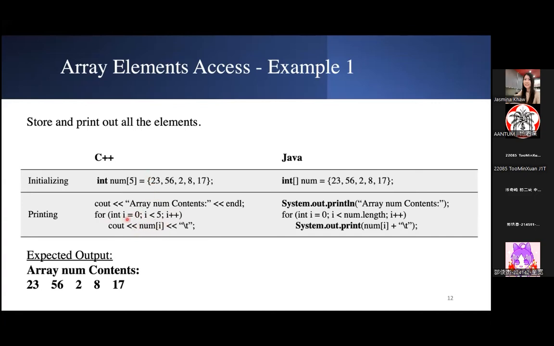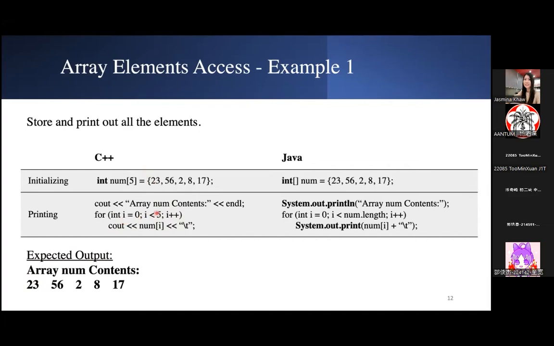For the first loop, we have i is equal to 0. Then we check for the condition. 0 is less than 5, so this condition is true. Then it will display the value of num with the index number of 0. With the index number of 0, we have 23. So here we have the expected output. The first value will be 23. And then we have to display the tab. So this is the spacing after the first value. And then it will increase the value of i. Now i will become 1.